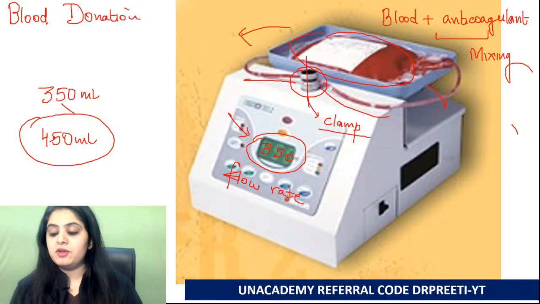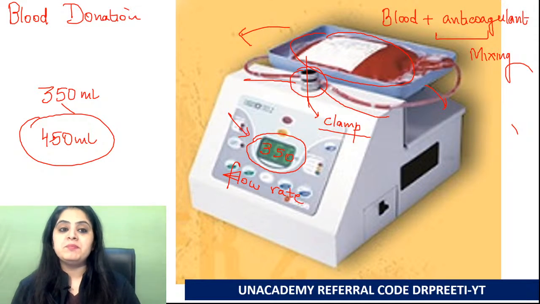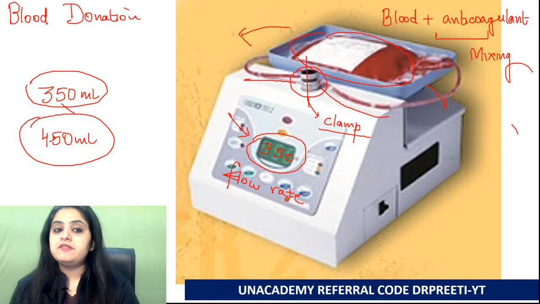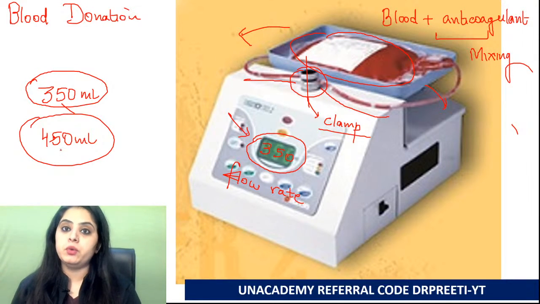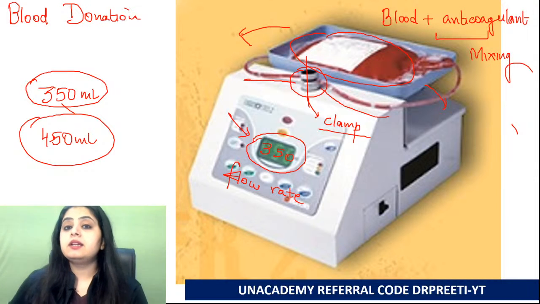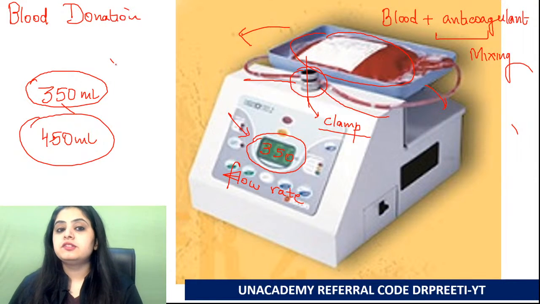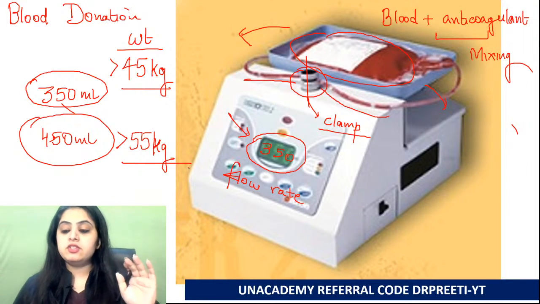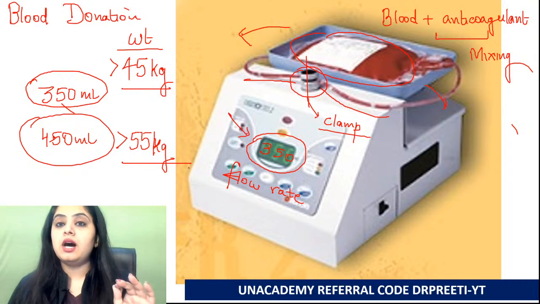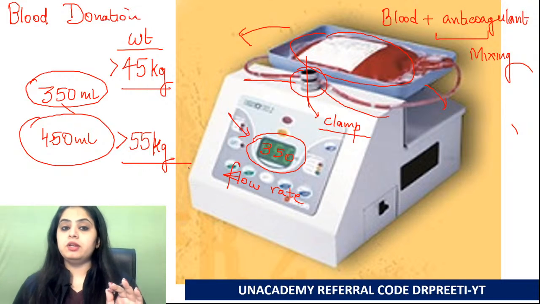Okay, very good. Many of you, I was going to ask you this and already you've told me. At what weight do we collect 350 ml of blood, and at what weight do we collect 450 ml of blood from the donor? So remember, to collect a minimum of 350, the person should be more than 45 kg. That is the weight criteria for blood donation. However, for collecting 450 ml, the person should be more than 55 kg.